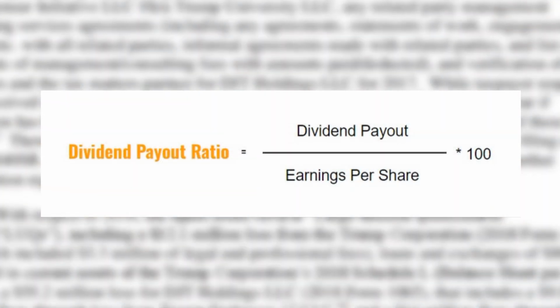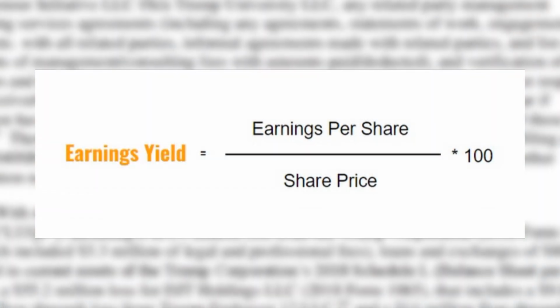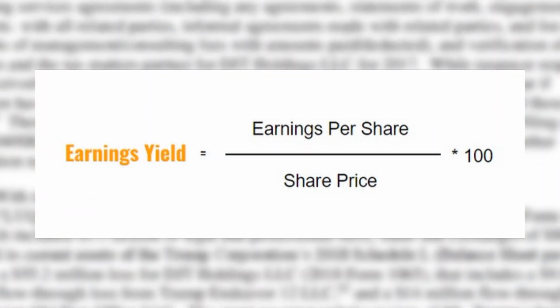Dividend payout ratio measures how much of a company's earnings are paid out in dividends. The formula is dividend payout divided by EPS times 100. Earnings yield measures the ratio between earnings and the value of market capitalization. The formula is EPS divided by share price times 100.